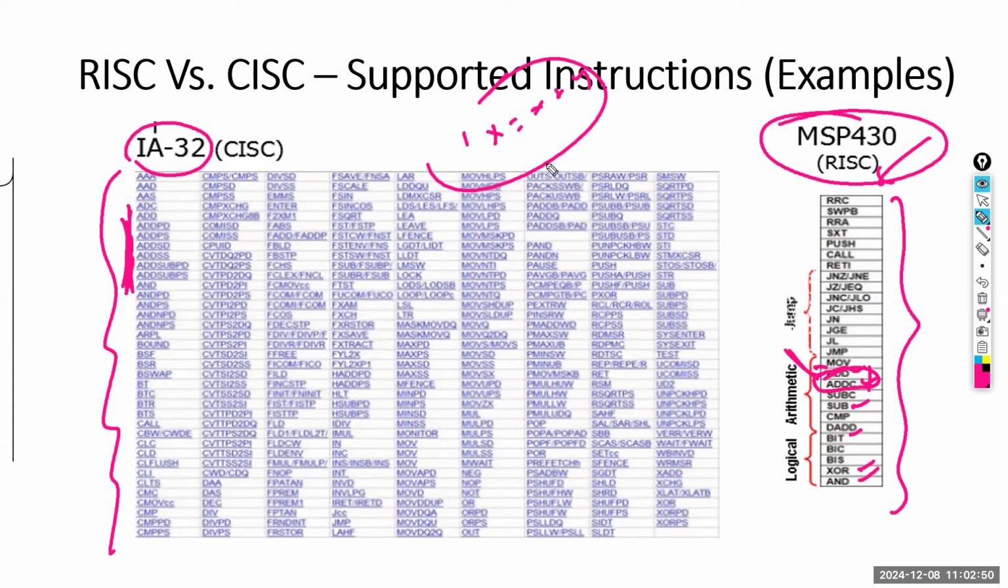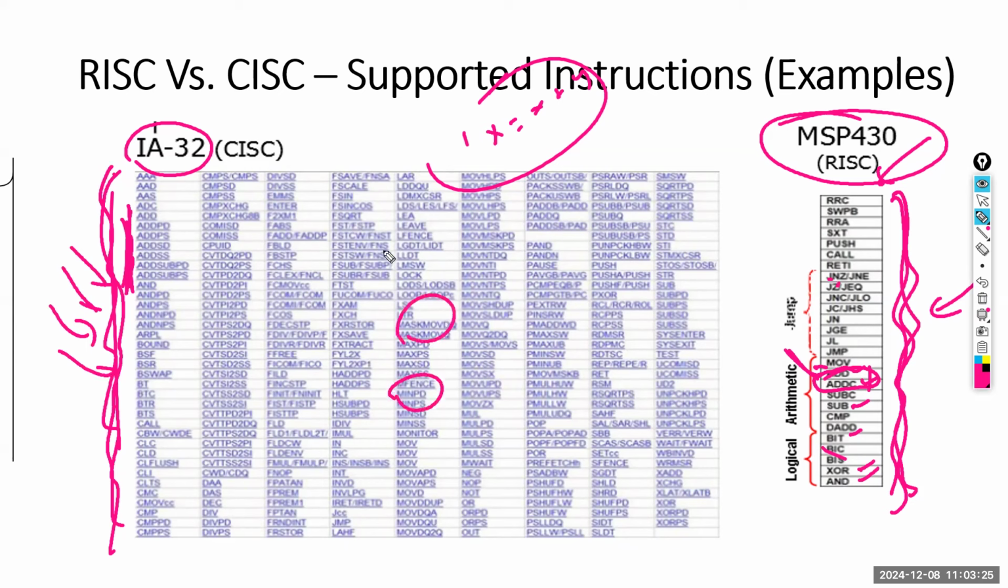So therefore complex instructions are supported here. Here, complex instructions need to be built using a combination of simple instructions. Because only simple instructions are supported here, your physical processor is simpler, because it needs to support only simple instructions. But here, your microprocessor, the complex physical processor, must be very complicated compared to this, because physically it must support these complicated instructions.